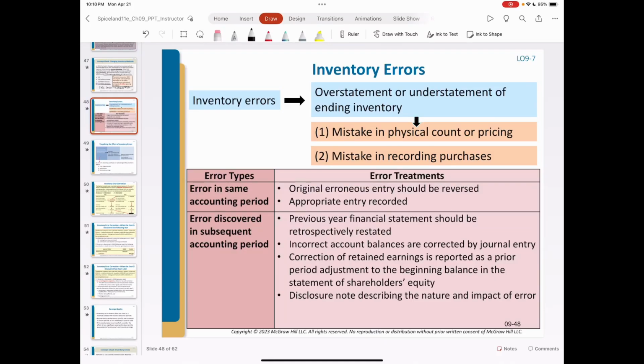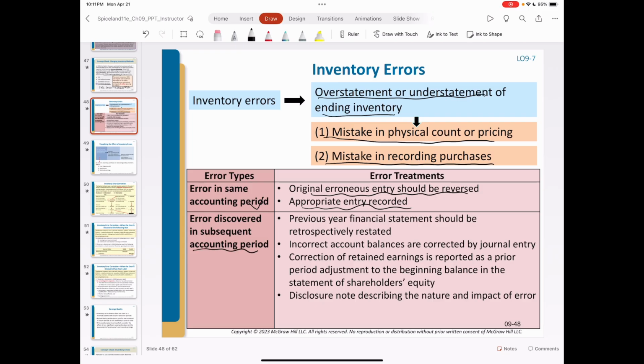Inventory errors. Inventory errors can result from overstatement and understatement of ending inventory due to mistakes in the physical count or pricing, or mistakes in recording purchases. If the error was found in the same accounting period when the error occurred, we should reverse the erroneous journal entry and make the appropriate, correct journal entry.